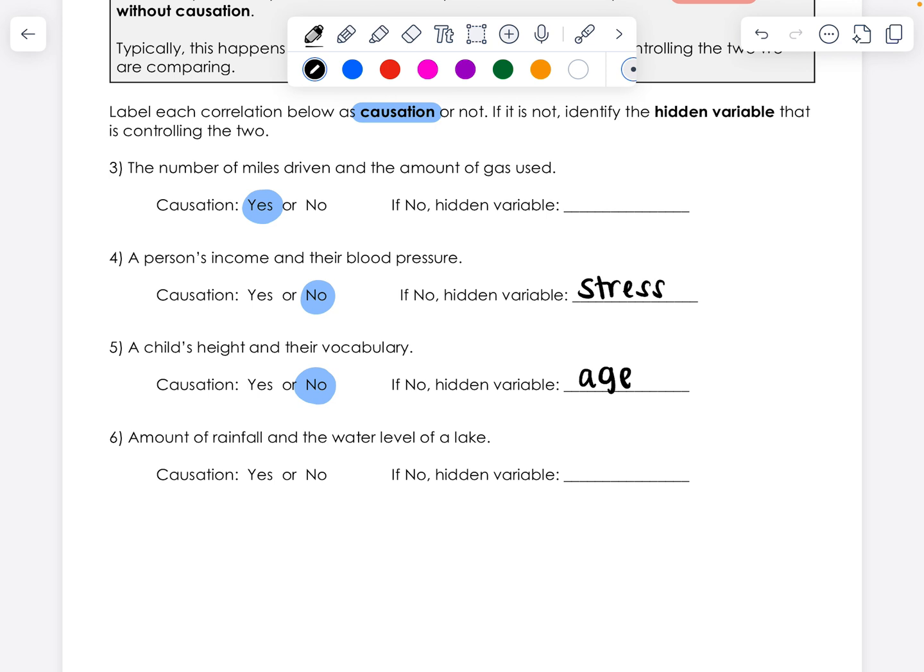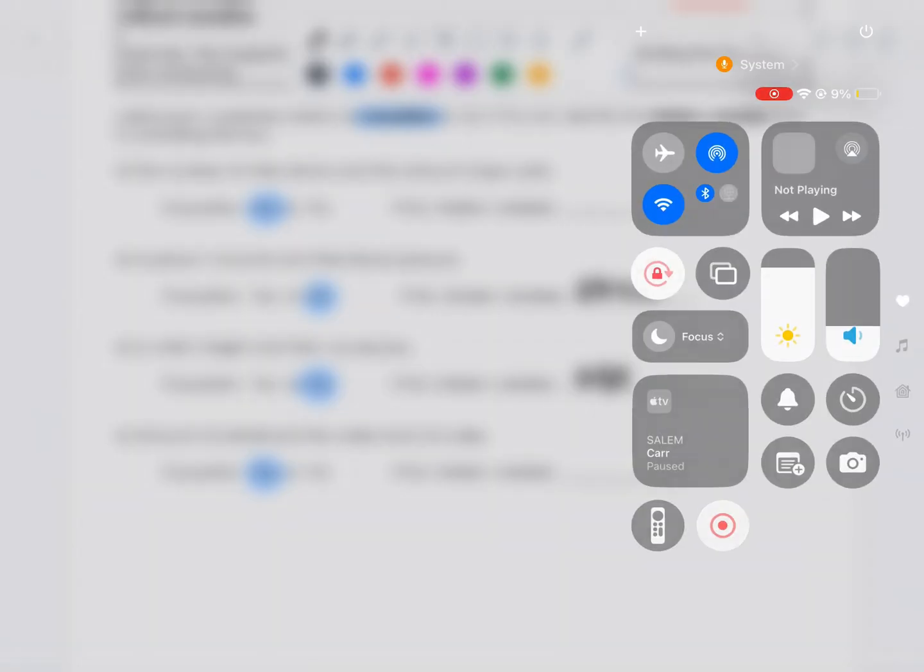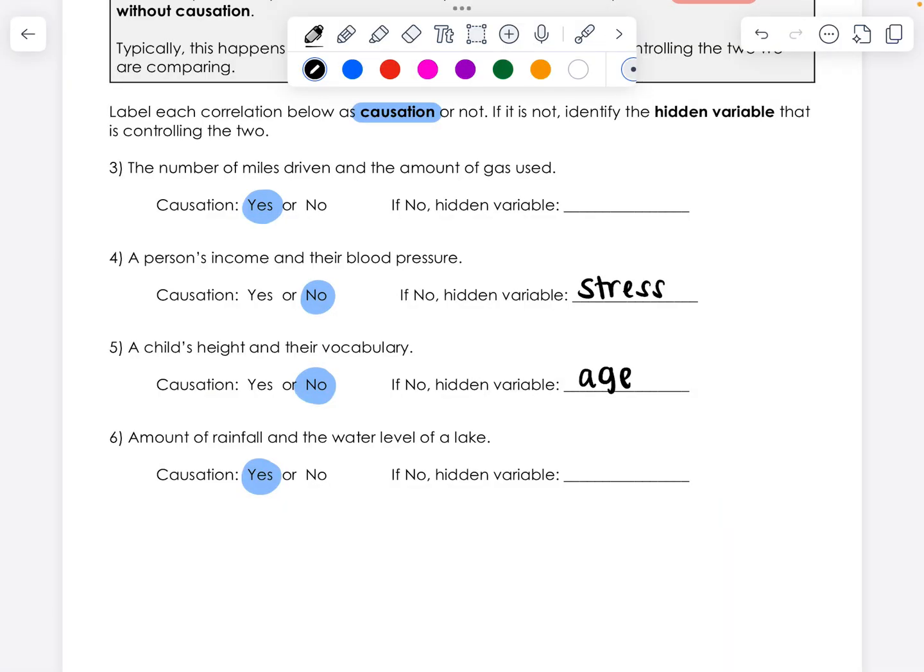All right, number 6 says the amount of rainfall and the water level in the lake. Does the amount of rainfall always affect the amount of water in the lake? This one we're going to say yes. The more it rains, the more water there is in the lake. So these do have causation. So if one always causes the other, we call it causation. If there's something else impacting it, we call it a correlation. And that is it for our notes. You guys are going to practice this more in your homework, and we will go over it tomorrow or Wednesday to make sure you know the difference between the two.